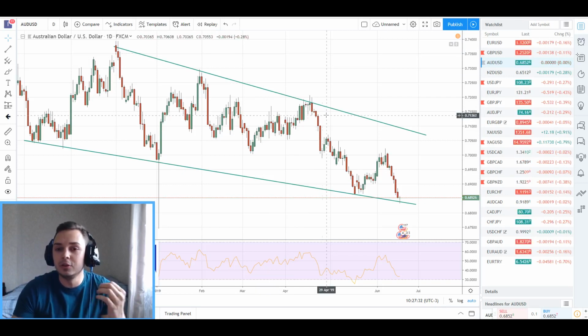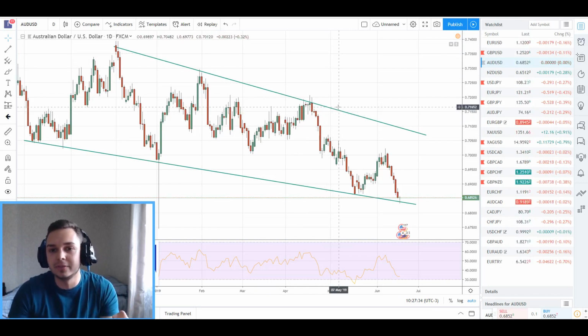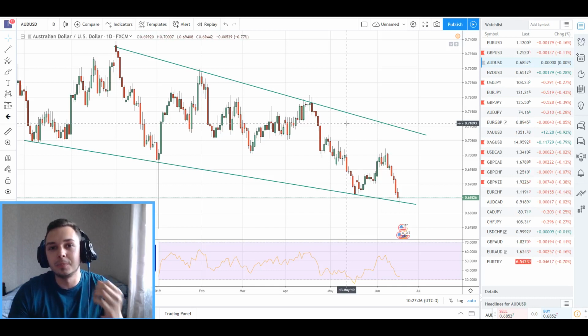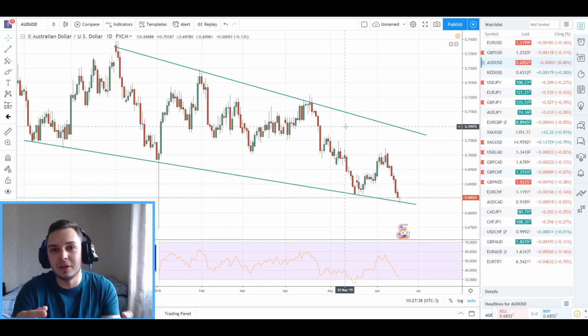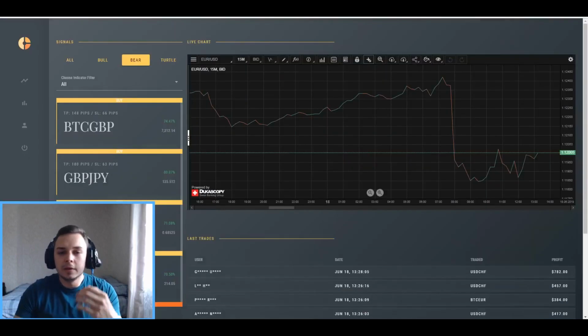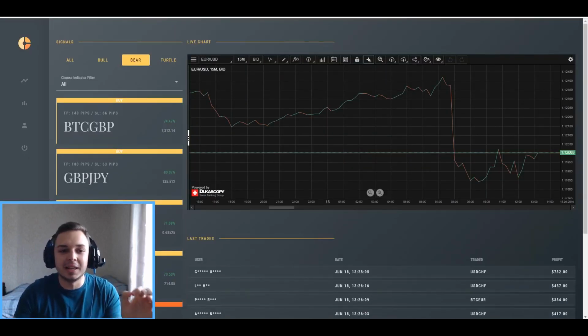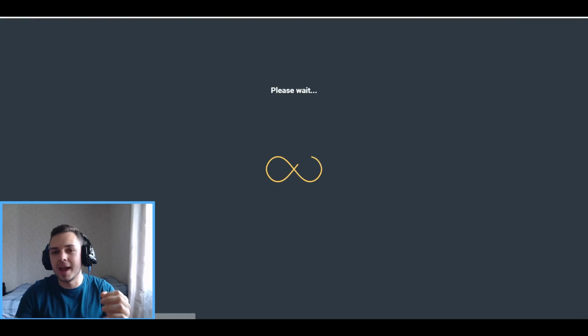So sometimes you need to analyze to just reassure yourself that the trade that you're placing is not going to change to a sell direction after you place the buy signal. That's why you need to do it. So speak of the devil, AUD-USD is now a buy signal, so let's just quickly place it. And there we go, we placed the trade.